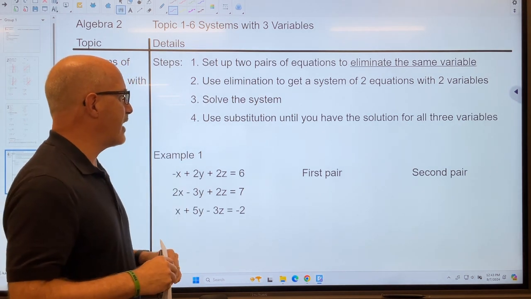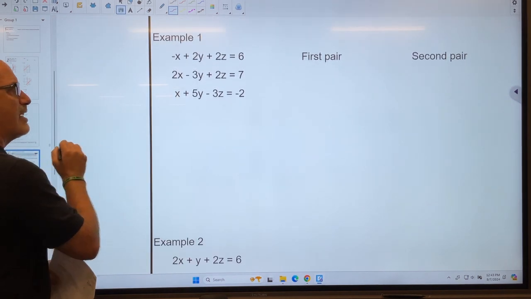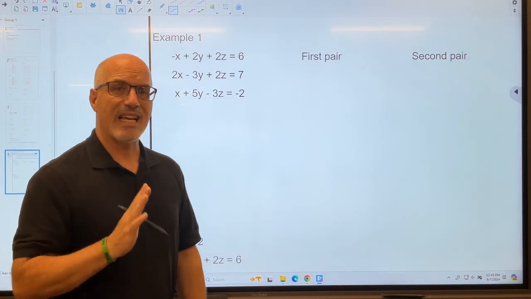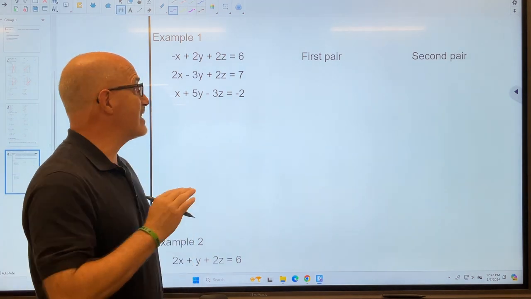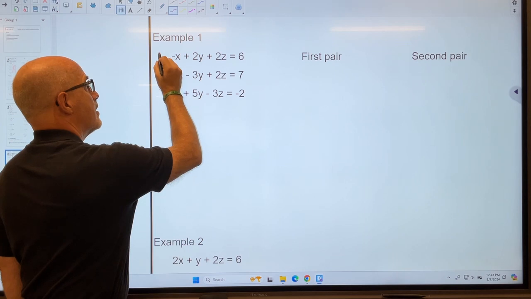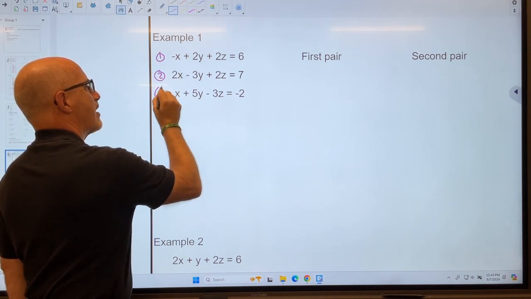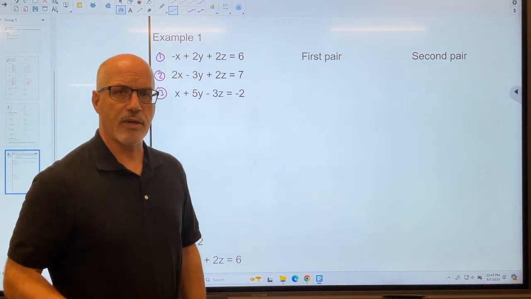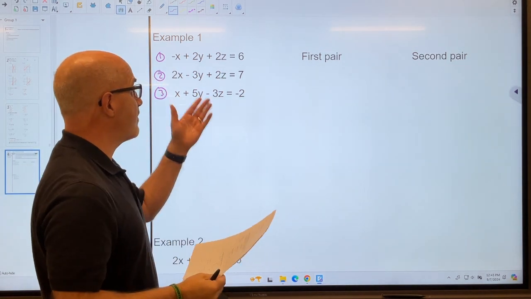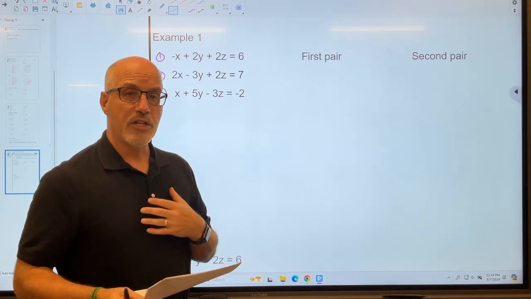All right, so looking at this example here, what I like to do when I do these examples is I like to make sure that I set it up by numbering the equations. So I'll just put a number next to each one of them just to keep track of which equation I'm dealing with.